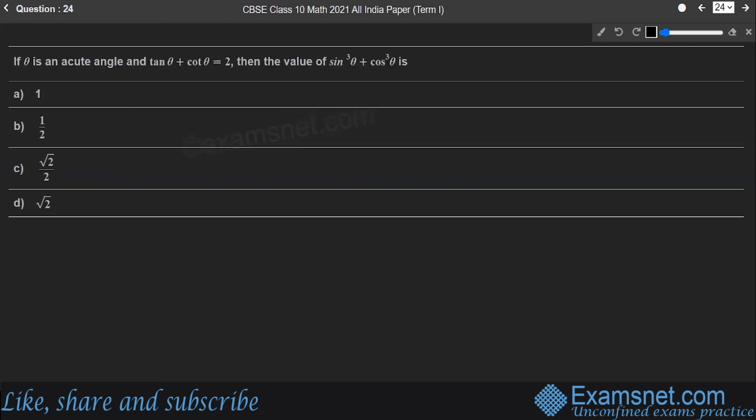Okay, so the next question: if theta is an acute angle and tan theta plus cot theta is equal to 2, then the value of sine cube theta plus cos cube theta is? As they say, the value of tan theta plus cot theta is given to be 2.